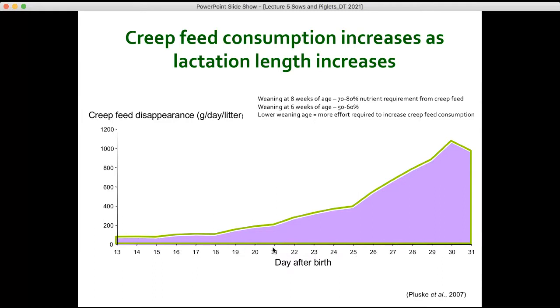So you can see if you just wait that extra week before weaning, there is quite a significant increase in creep feed consumption in general for the litter, and that's going to be more beneficial in terms of the transition into weaning. If we take a further look out along the timeline, we can see that weaning at 8 weeks of age, they'd be getting 70 to 80% of their nutrient requirement from creep feed, and at 6 weeks it's 50 to 60%.